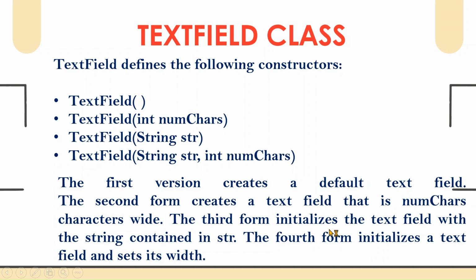The third form initializes the text field with the string contained in str. Whatever you write here will be shown in the text box by default. Suppose you write here, enter your name, then that will be available when you execute your application by default. The fourth form initializes a text field and sets its width. So here you are writing some default text, and here you decide the number of characters width where the text field needs to be displayed.